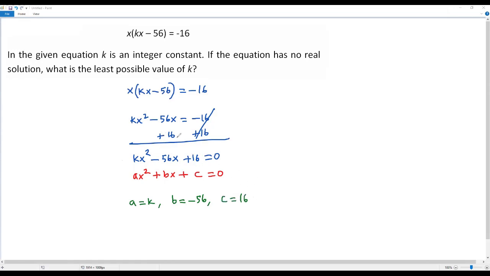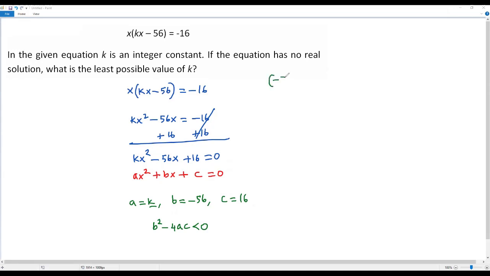So if the quadratic equation has no real solution, then the value of the discriminant, b² - 4ac, must be less than 0. Since the given equation is a quadratic equation and it has no real solution, the discriminant for this quadratic equation must be less than 0. Now we have to plug in -56 for b, k for a, and 16 for c. Now let me do it.